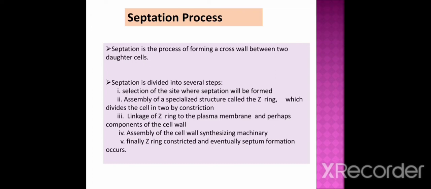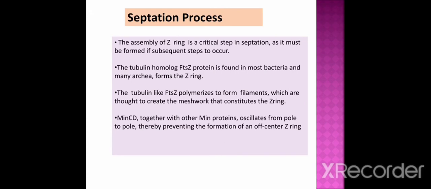Linkage of the Z ring to the plasma membrane, perhaps the component of the cell wall. Next, the assembly of the cell wall synthesizing machinery. Finally, the Z ring is constricted. Eventually, septum formation occurs. The assembly of the Z ring is a critical step in septation, as it must be formed if subsequent steps are to occur. The tubulin homolog FtsZ protein is found in most bacteria and many archaea, and forms the Z ring. The FtsZ protein polymerizes to form filaments, which are thought to create a meshwork that constitutes the Z ring.